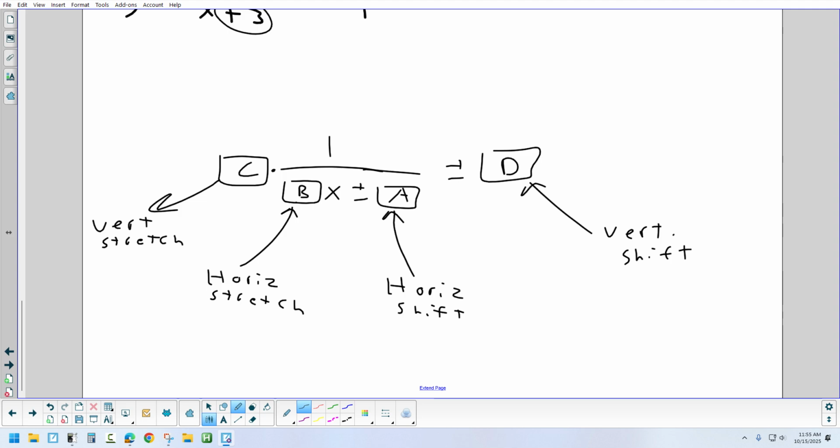If B is a negative, you could also have a horizontal reflection. If C is negative, you could have a vertical reflection. So that's what each number does, and that's the order you always describe them in when you write them down. Wait, so for A, if it's a plus, it goes to the left, and if it's a negative, it goes to the right? Negative, yeah, negative goes to the right, plus goes to the left. Yep.